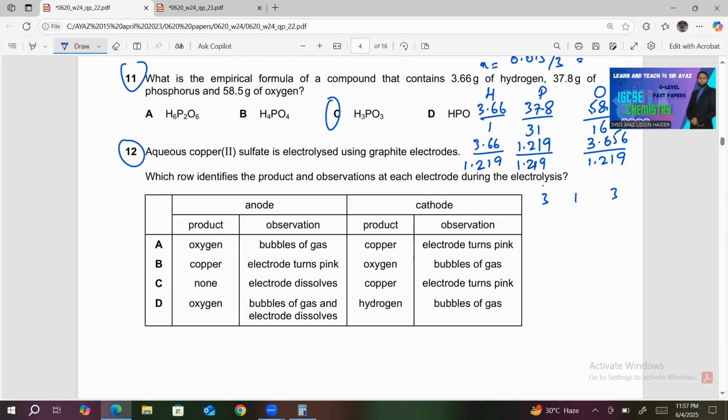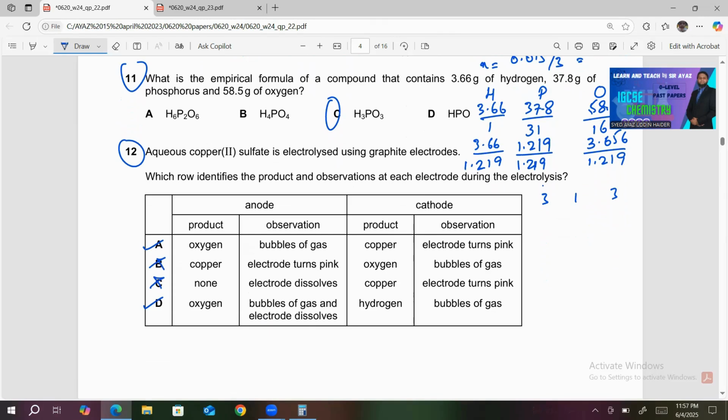MCQ number 12, aqueous copper 2 sulfate is electrolyzed using graphite electrodes. Which row identifies the product and observations at each electrode during the electrolysis? So at anode, you will definitely get oxygen. You are not going to get copper. So either A is correct or D is correct. Both B and C are incorrect.